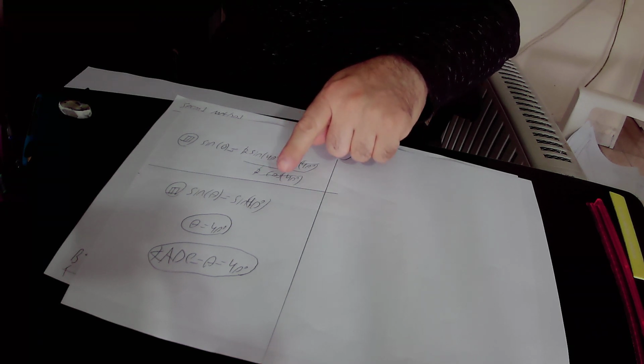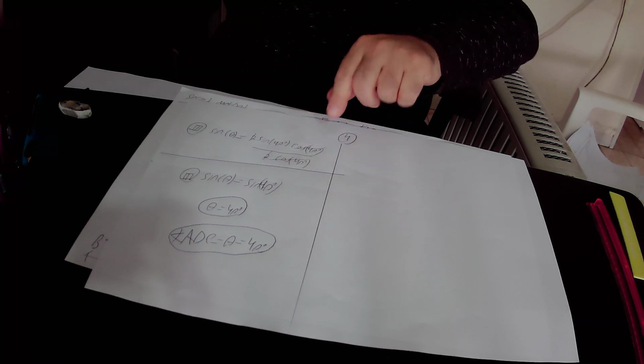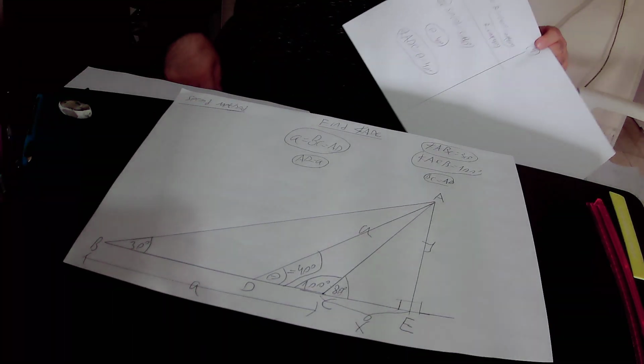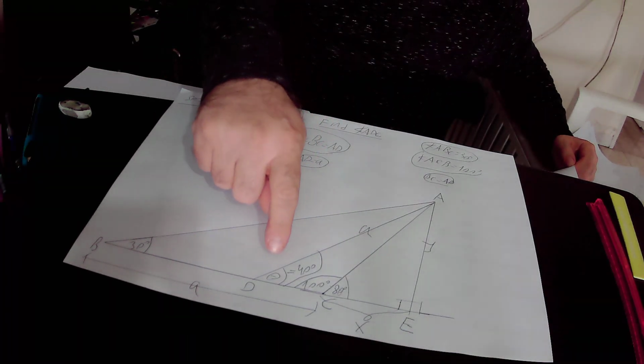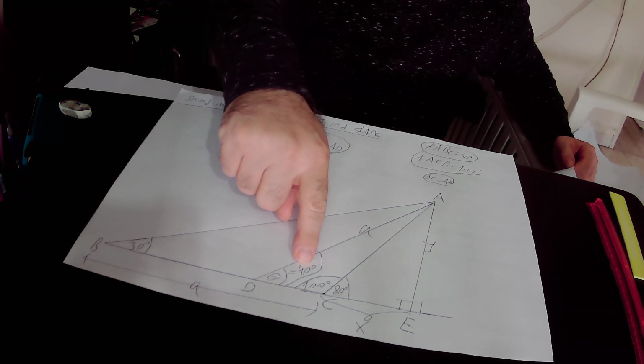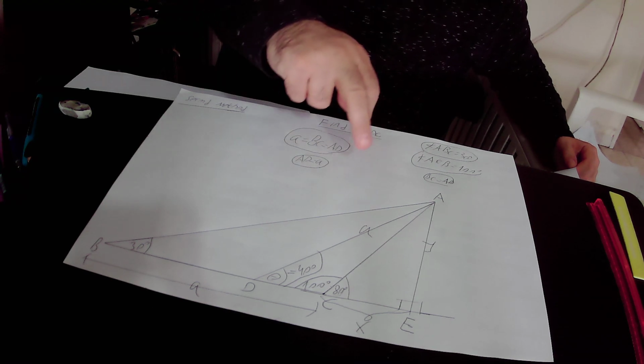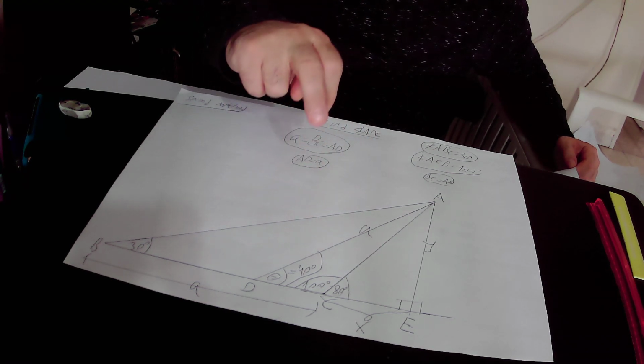If sine theta equals sine 40 degrees, it means that theta equals 40 degrees. So the angle that we are looking for, angle ADC that equals theta, equals 40 degrees. So in both methods, we found out that the value of angle ADC is equal to 40 degrees.